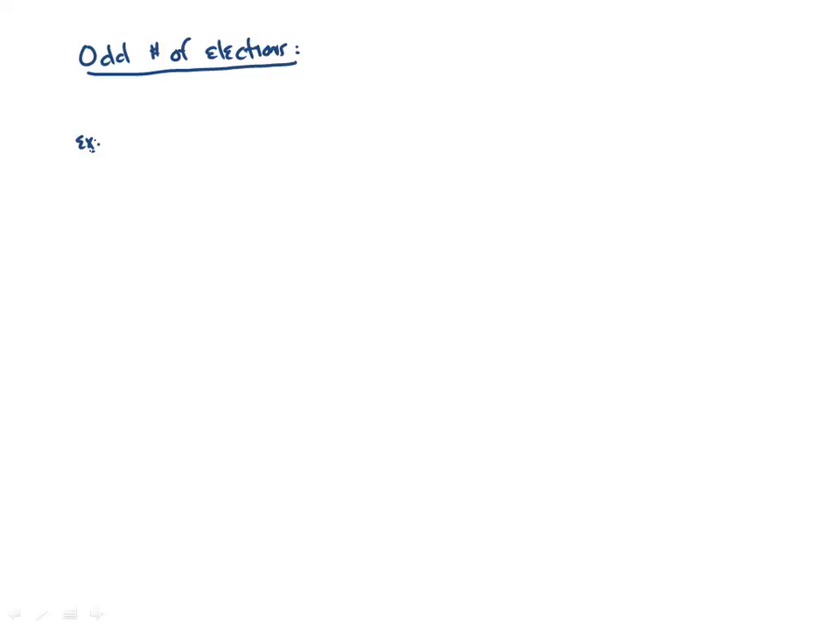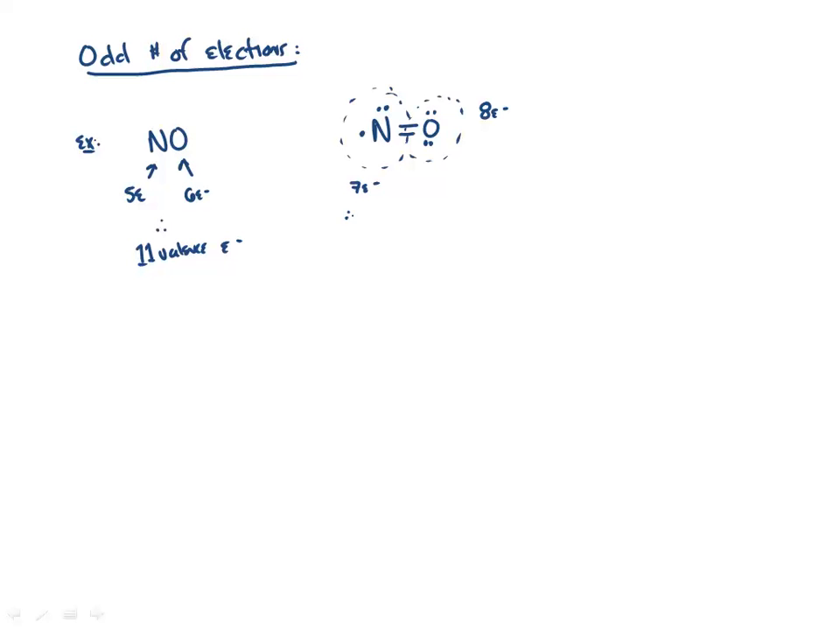An example of this would be NO, where nitrogen has 5 electrons, oxygen has 6 electrons, therefore there's 11 valence electrons. And so the best you can do is sort of N double bonded to oxygen, and then have an odd number, so that here oxygen has 8 electrons, it's happy, but nitrogen only has 7 electrons, therefore it's not happy.